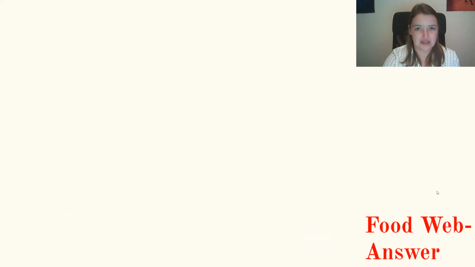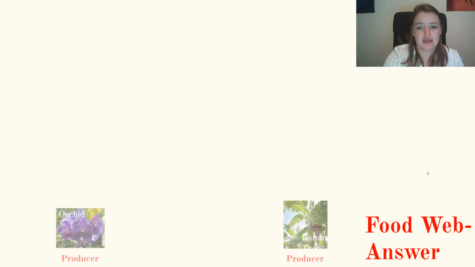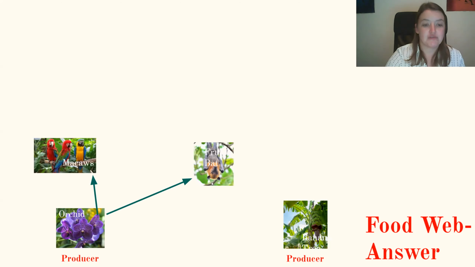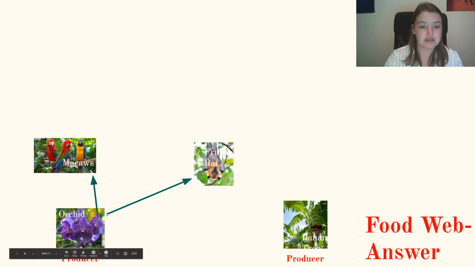So here's our answer. Our producers, there were two producers in our set of organisms. There was the orchid, which was the flower, and there was the banana tree, which was also a producer. The orchid is consumed by the fruit bat and the macaws. Now on your food web you might have had these switched over. It doesn't matter which order they are, but you should have had energy transfer from the orchid going towards the fruit bat and towards the macaws.